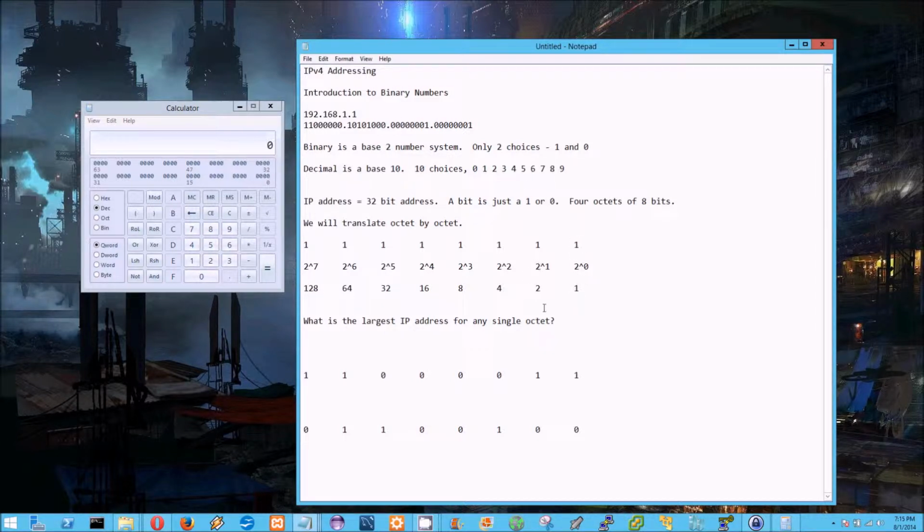2 to the first is 2. 2 squared, 4. 2 cubed, 8. What's happening here? You're multiplying these, just multiplying each one by an additional 2.